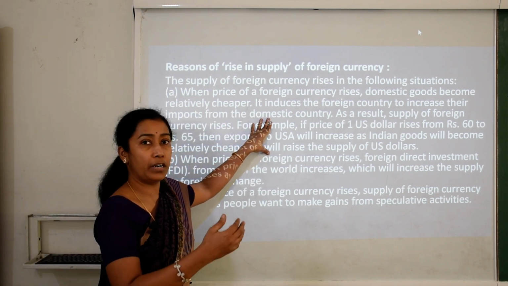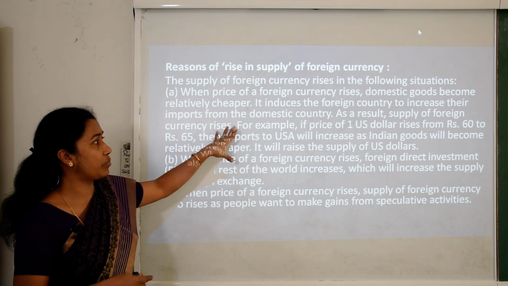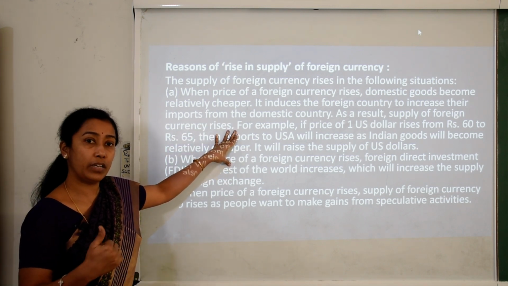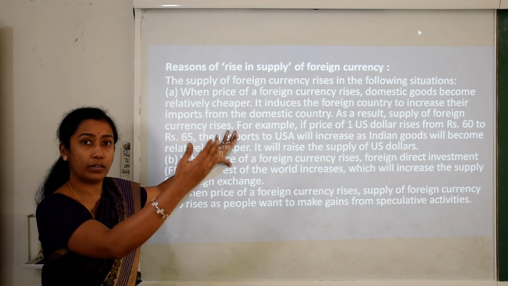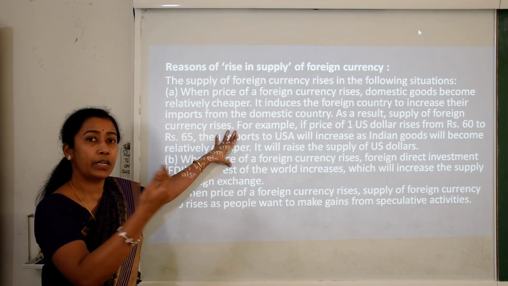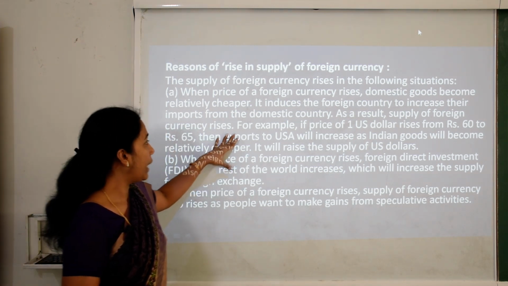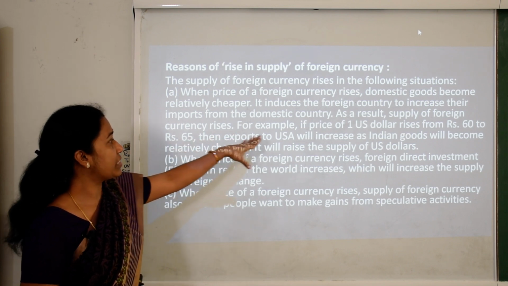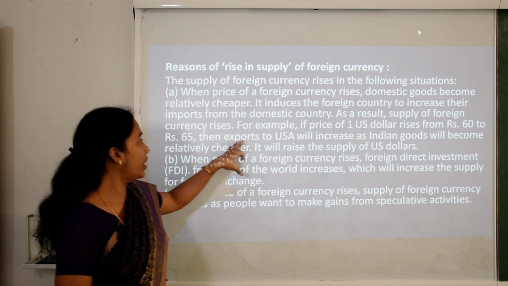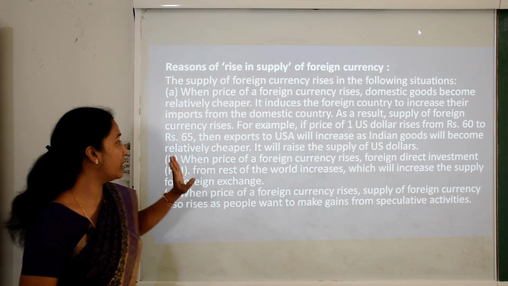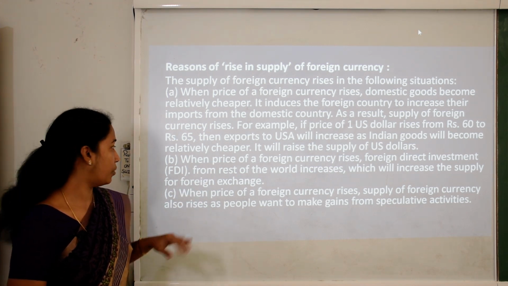It induces the foreign country to increase their imports from the domestic country, from our country. So because of that, our exports will increase. Why? Because for foreign people or the foreign country, it becomes relatively cheaper to import goods from our country. For example, if the price of $1 rises from 60 to 65 rupees, then exports to USA will increase, as Indian goods will become relatively cheaper, and it will raise the supply of US dollar.